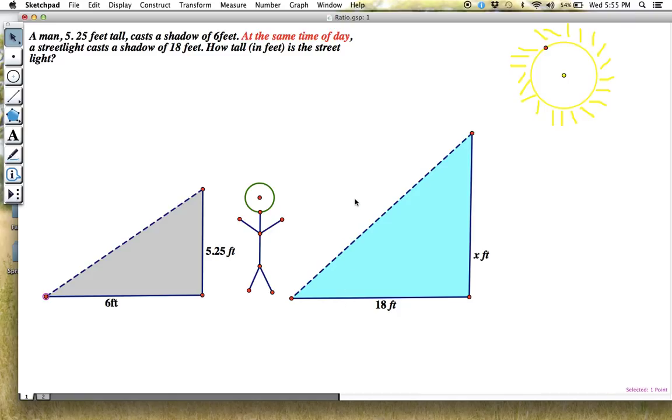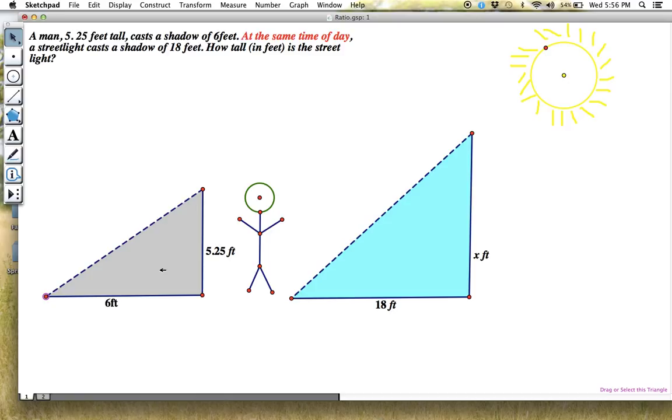It's a key part of the problem that we determine that this is happening at the same time of day, because we need the sun to be in the same position in the sky in order to claim that these shadows will be proportional to one another and that these triangles will be similar to one another. If we don't have that information, we can't really move forward with solving this problem the way that we're going to, which is by setting up a proportion.